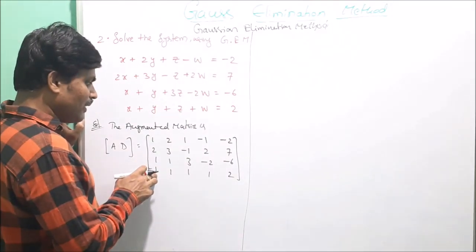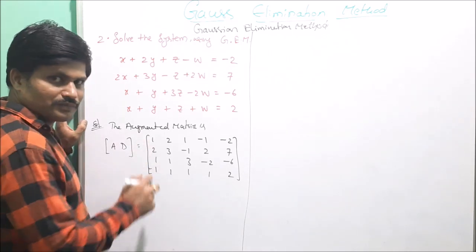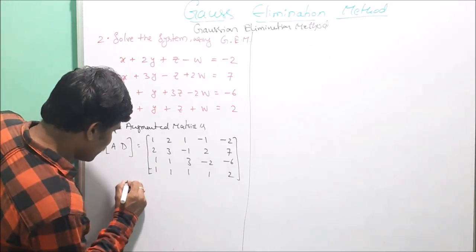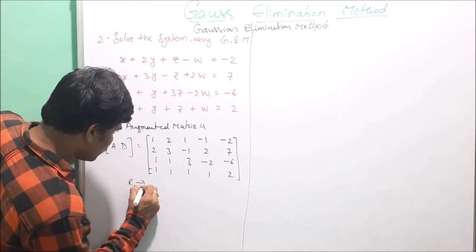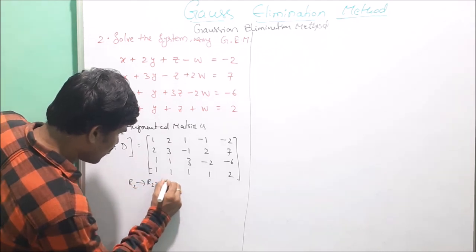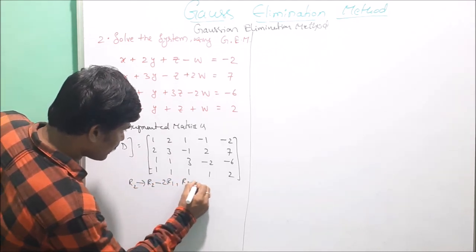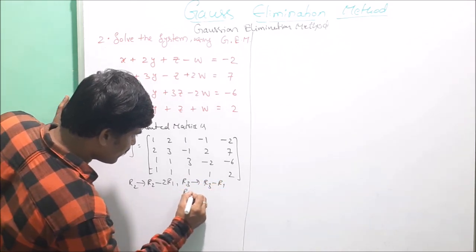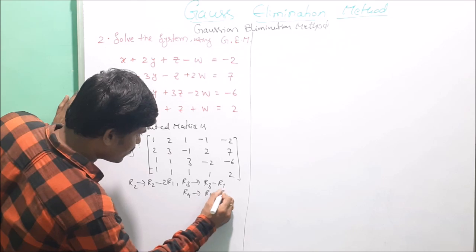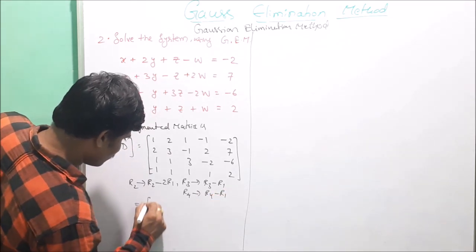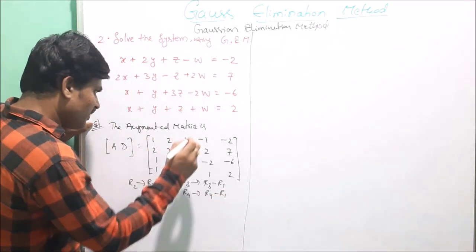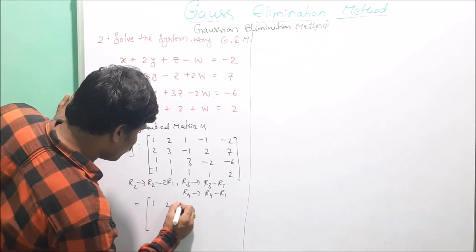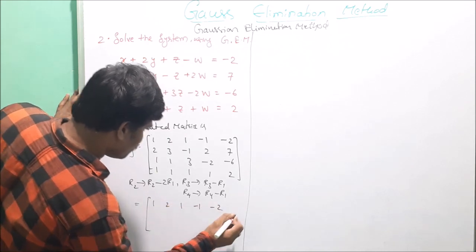Similarly, the same process will be followed by the fourth row also. So here we take the transformations: R2 changes to R2 minus R1, R3 changes to R3 minus R1, and R4 changes to R4 minus R1. Now, using the first one, the first row does not change: 1, 2, 1, minus 1, minus 2.